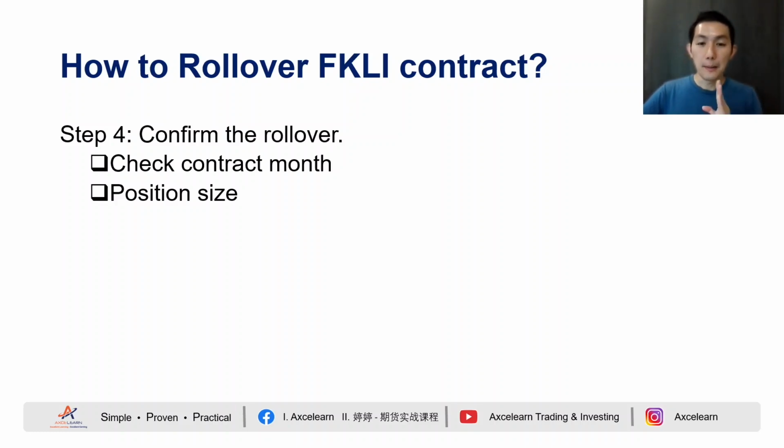And lastly, make sure your total net position is only 2 contracts. If you are holding 2 contracts in the existing month and have another 2 contracts in the new contract month, you are holding a total of 4 contracts altogether. So this is like taking additional positions in the market and would expose yourself to additional risk.